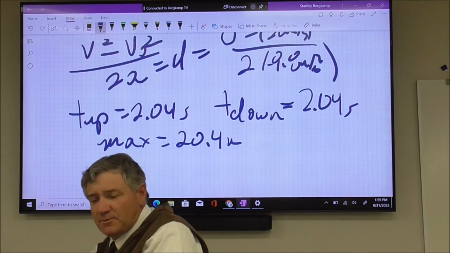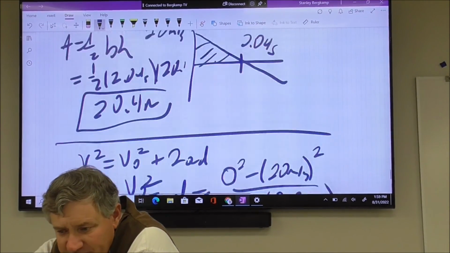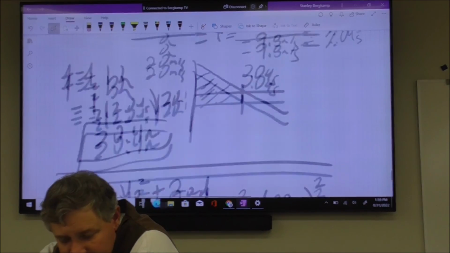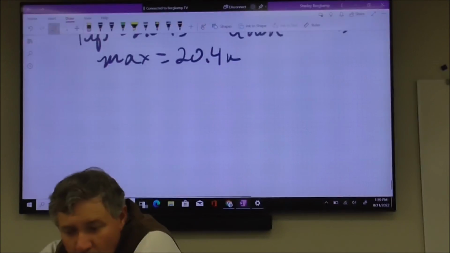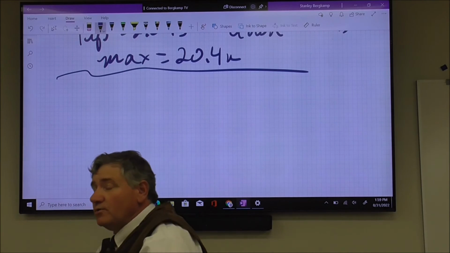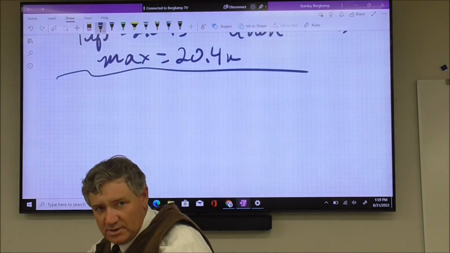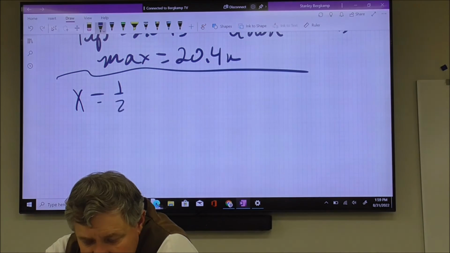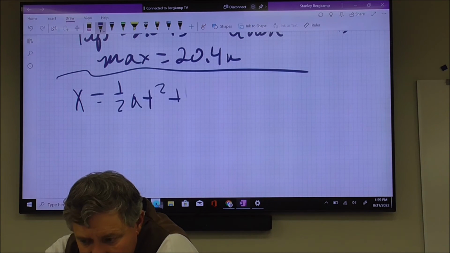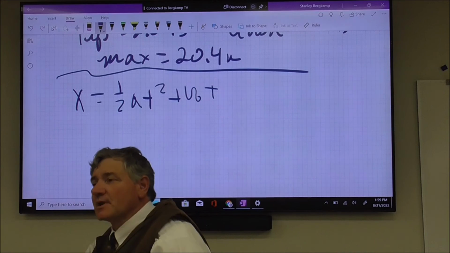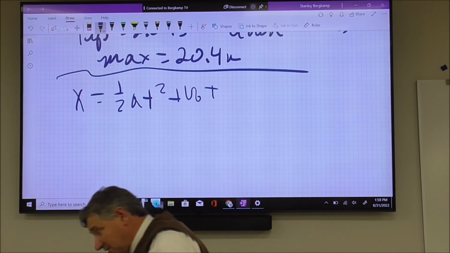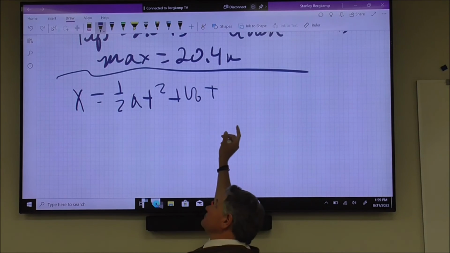Now I need to find a couple of things. I need to figure out the height and the velocity at 1 second into this thing. Now, there is one way, and only one way, to figure out the height at 1 second. The only way you can do that is distance equals 1/2 at squared plus v naught time. For those of you that are math nerds, which is most of you, if not all of you, that's it.